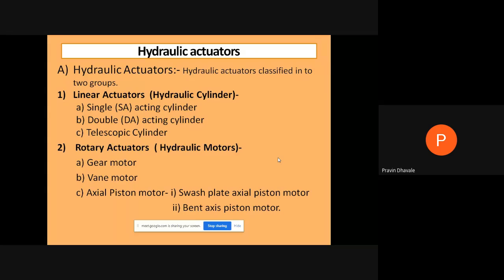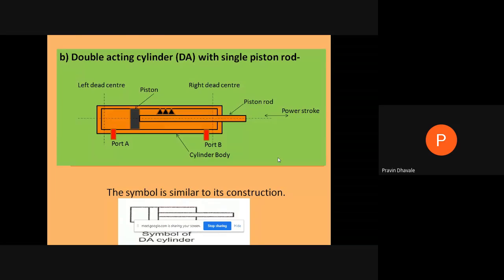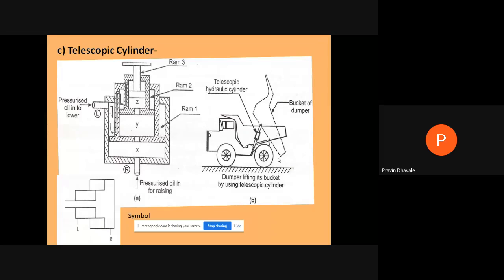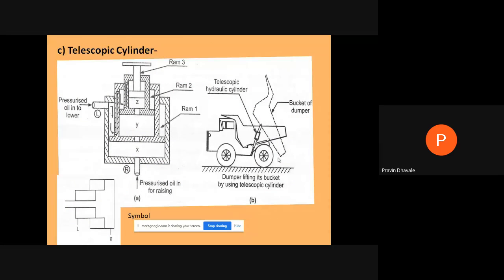Axial piston motor, where we have to study swash plate axial piston motor and bent axis piston motor. We have discussed all this. This is a single acting, single piston rod linear actuator. Linear actuators means we are getting the output in the form of reciprocating, linear motion. Double acting cylinder, telescopic cylinder: each hydraulic cylinder has a specific advantage for a particular application.